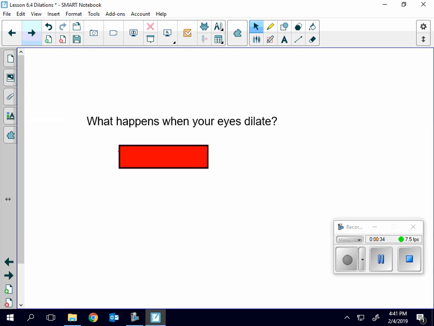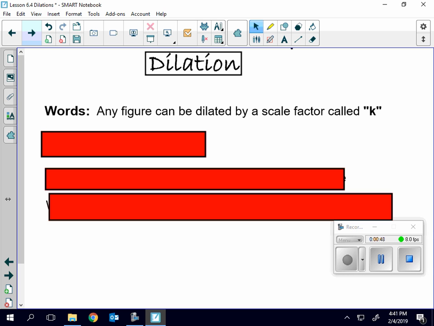If you could just read this question and see if you can answer it. What happens when your eyes dilate? Hopefully you know that means to get bigger or smaller, but usually when we talk about eyes dilating, they get bigger. So that's what we're doing today, making things bigger or smaller. Just read this for now and make sure we understand the words for dilation.